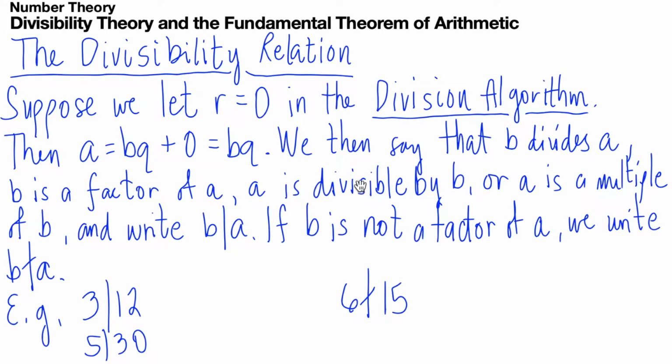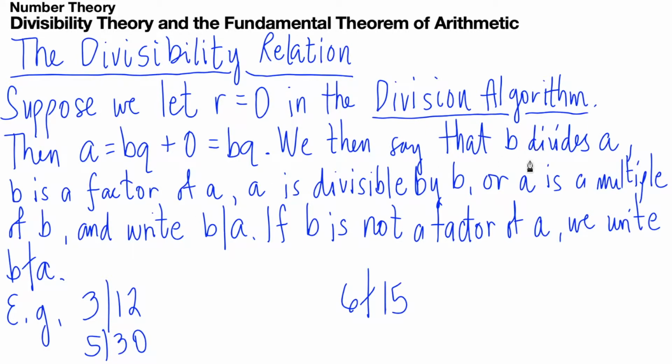So in this video, another video for number theory, still in module 2, divisibility theory and the fundamental theorem of arithmetic, we're going to talk about the divisibility relation. The divisibility relation says that suppose we let r to be 0 in the division algorithm. Again, r is the remainder. So we have the division algorithm as this: a, the dividend, equals b, the divisor, times the quotient plus the remainder, which we will let be 0. So therefore a is equal to bq. Then we say that b divides a, or b is a factor of a.